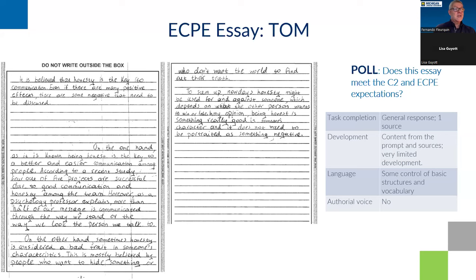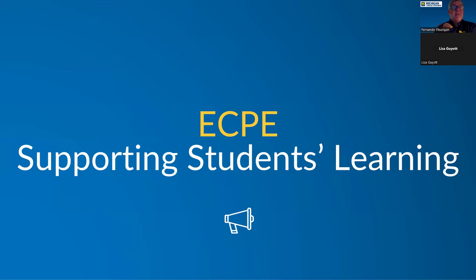Sometimes honesty is considered a bad trait in someone's characteristics. It's mostly used by people who want to hide something. I don't know what the real opinion is in this case, but it's very limited in terms of development. The language has some words used accurately, some control of some basic structures, but there's limited language and limited complex language. So this definitely needs more work.